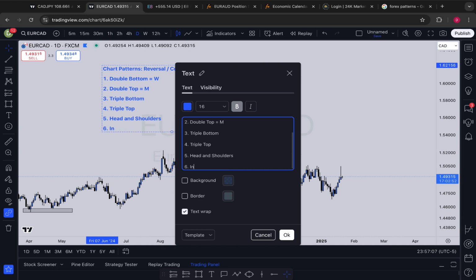Inverse head and shoulders. And last we have flags. I'll do bullish. Type on that, I'm going too fast. Bullish / bearish flag.